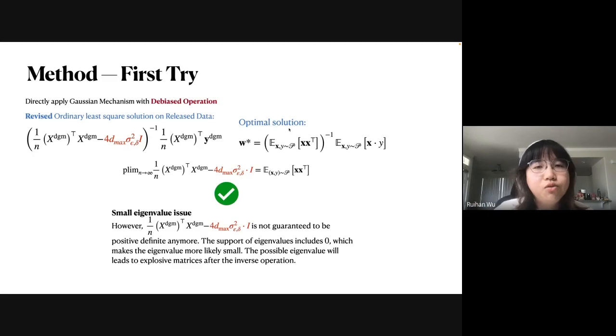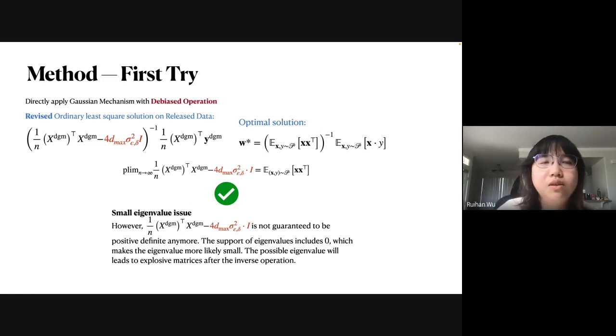So one easy revision is to subtract such bias. We can subtract the max sigma square I from the original estimate of the Hessian terms. And with this debiased operation, we have the correct convergence.